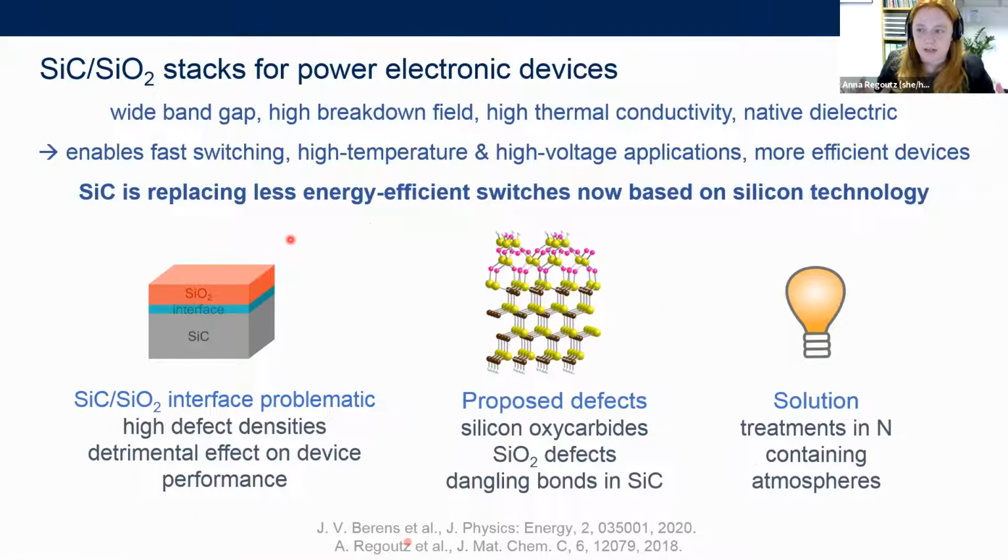Now, if silicon carbide is great, right, and it's replacing silicon already, what's the problem? Well, the problem is the interface. It's the interface between the silicon carbide, so the semiconductor, and the silicon dioxide, the dielectric on top. That interface has very high defect densities that have a hugely detrimental effect on the device performance. There's a whole range of proposed defects that might happen at the interface. Most of this comes from theory, including silicon oxycarbides, defects on the oxide side, and dangling bonds on the silicon carbide side. Now, if this is such a problem, how can you already buy silicon carbide devices?